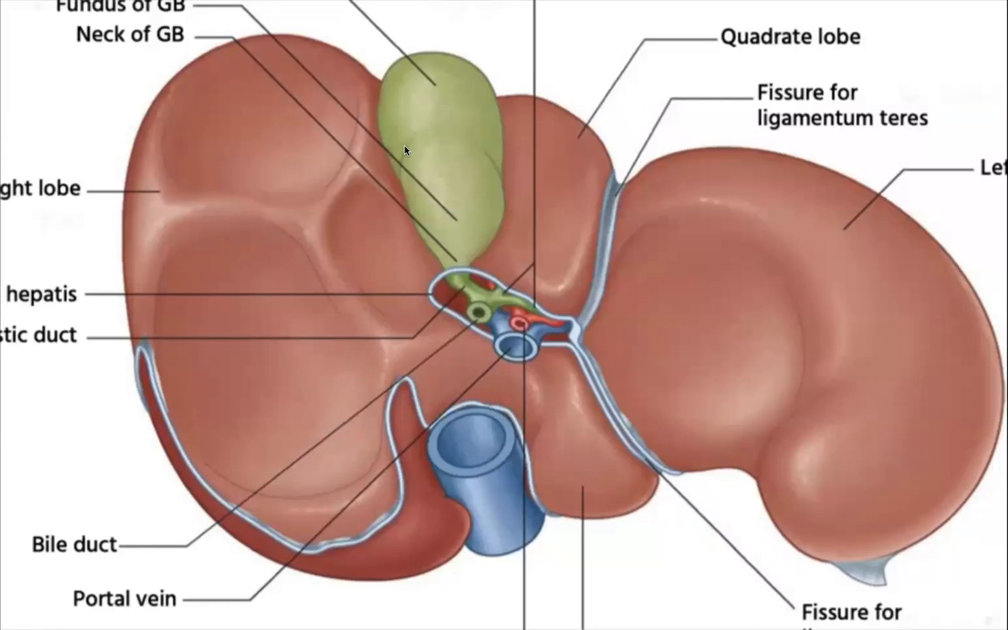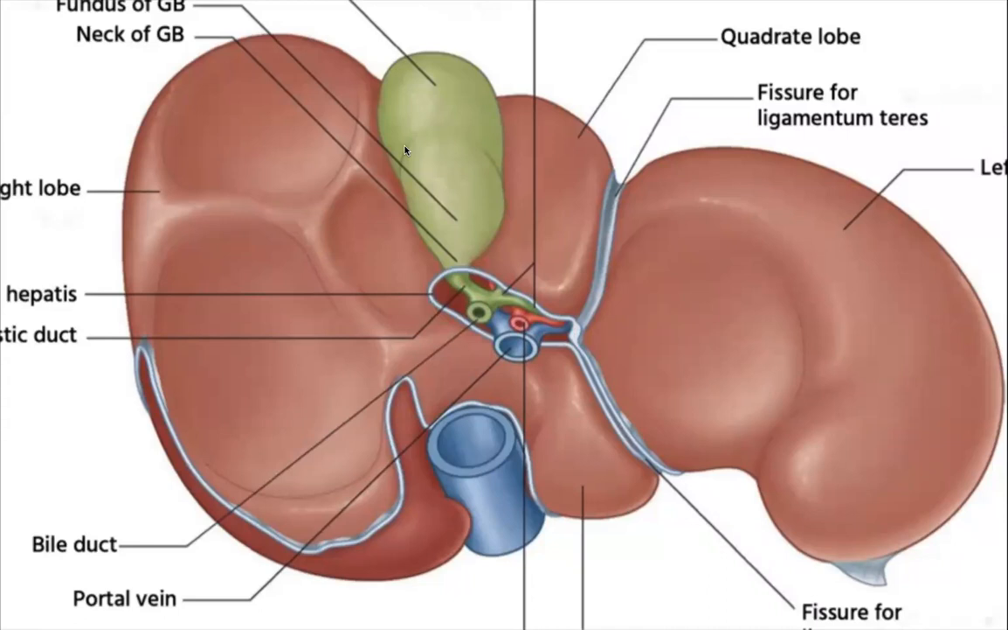Now about the porta hepatis, what are the structures you can have in the porta hepatis? So if you think from anterior to the posterior, you will have the right and left hepatic duct, the hepatic artery, and the portal vein. The hepatic duct, the hepatic artery, and the portal vein from anterior to posterior. Okay, clear? Yes, sir.